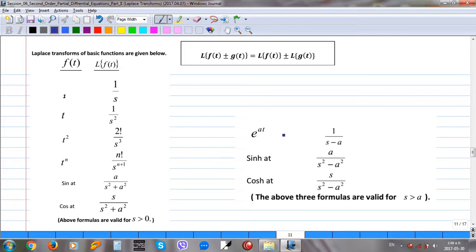And there are also some special functions. e to the power at equals 1 over s minus a, and sinh at equals a over s squared minus a squared, and cosh at equals s over s squared minus a squared. The above three formulas are valid for s greater than a. You also have to remember how to prove these, meaning how to derive these answers using the definition. If you see these in a problem, you can write the answer at once without using the definition.